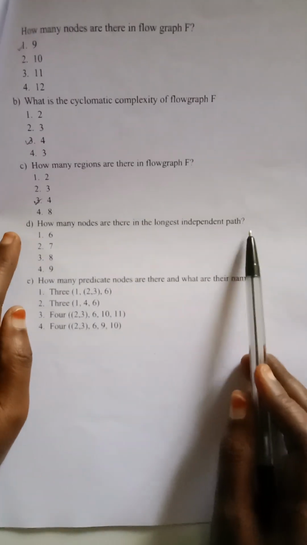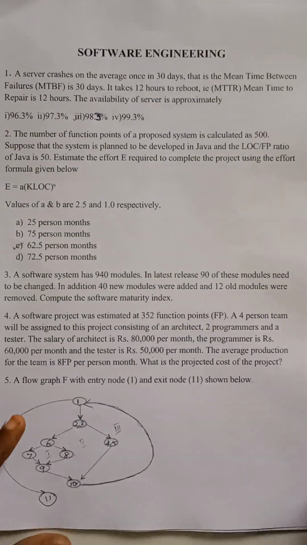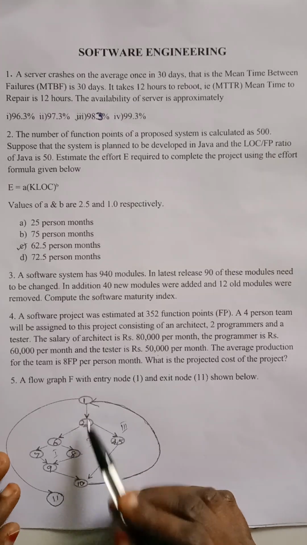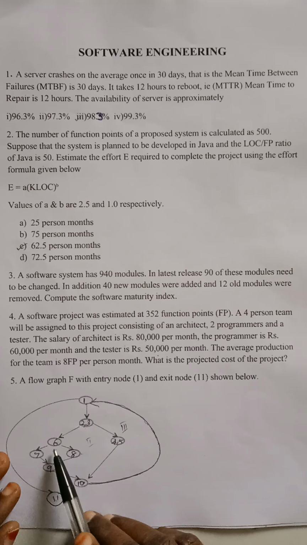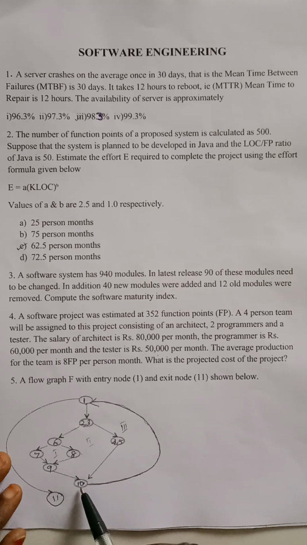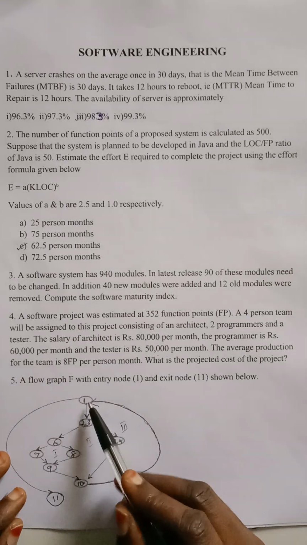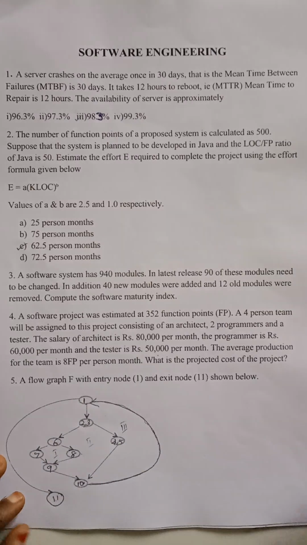I will find out the number of nodes in the longest independent path. Okay, so here we'll find out the longest independent path. So you can come here, then from here, and then 6, 8. So from here 6, 8, 9, then 10, then from 10 you go to 1, and then from 1 you can come to 11. So I write the path.